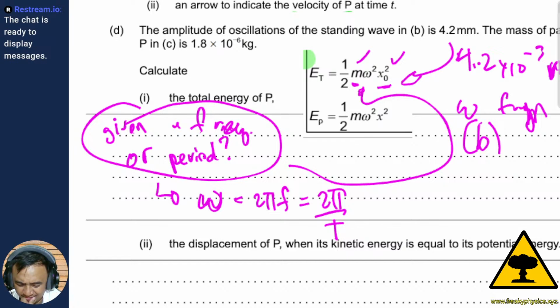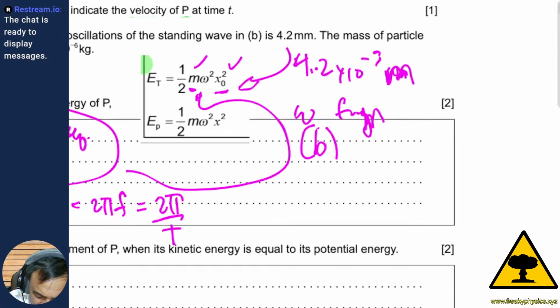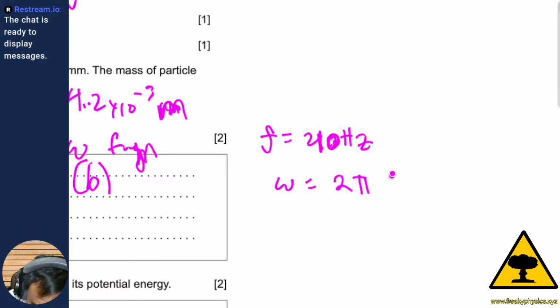Yeah, the frequency was 210 hertz. Okay, there we go, 210 hertz. So let's do that here on the side, yeah? So if the frequency is 210 hertz, then omega will be equal to 2 pi times 210, right? Okay, yeah. And then finally we just find the energy.